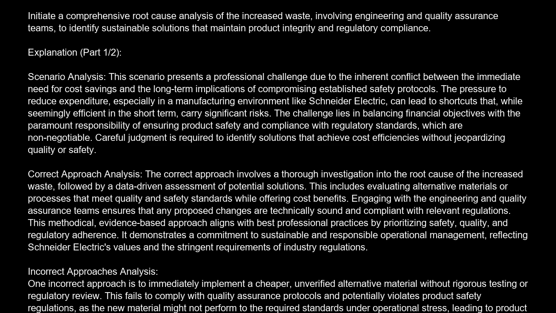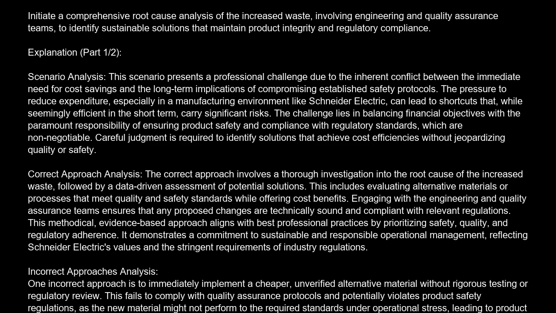Correct approach analysis. The correct approach involves a thorough investigation into the root cause of the increased waste, followed by a data-driven assessment of potential solutions. This includes evaluating alternative materials or processes that meet quality and safety standards while offering cost benefits.